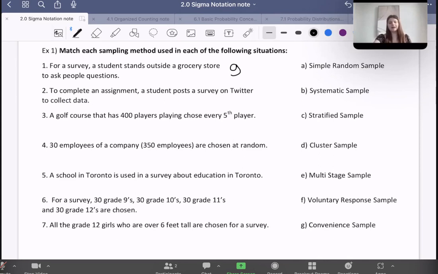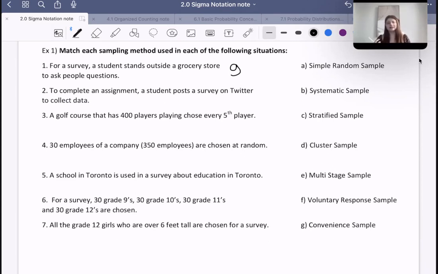We might not be getting people who don't shop at that grocery store or who shop there on different days, things like that. We're really not getting the entirety of the population, although they haven't mentioned what the population actually is here, but it's just whoever is convenient, whoever happens to walk by and is willing to answer our survey. Number 2, to complete an assignment, a student posts a survey on Twitter to collect data.